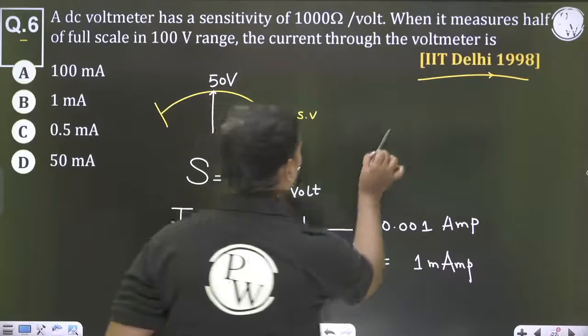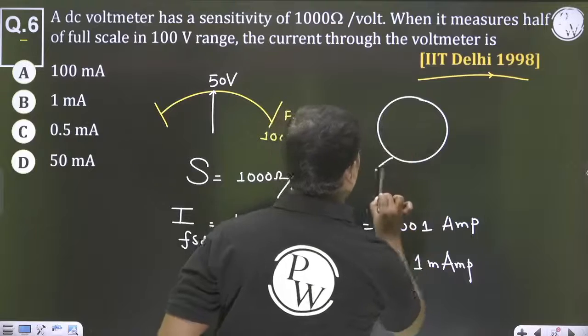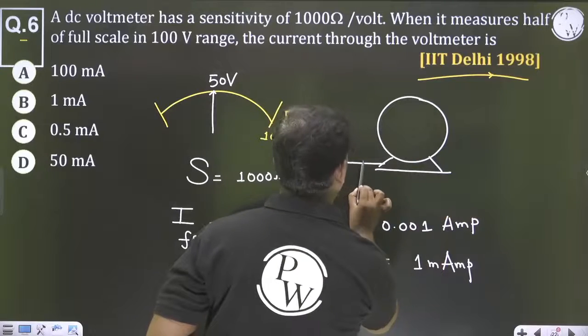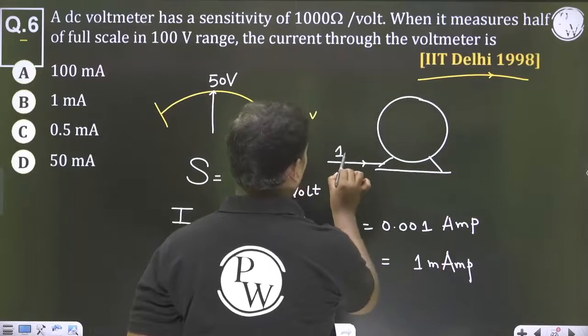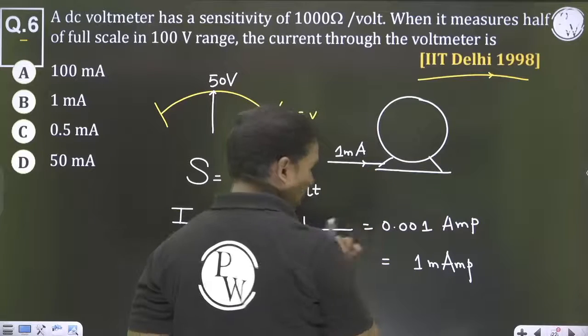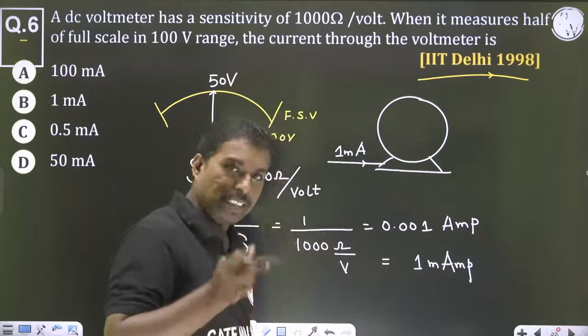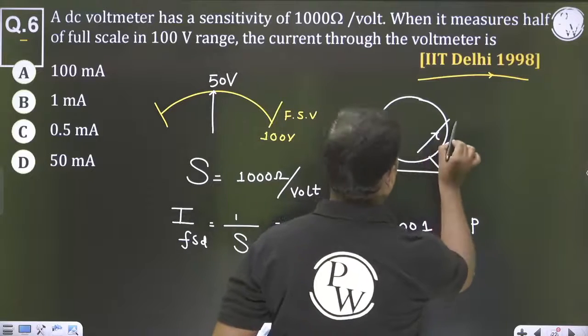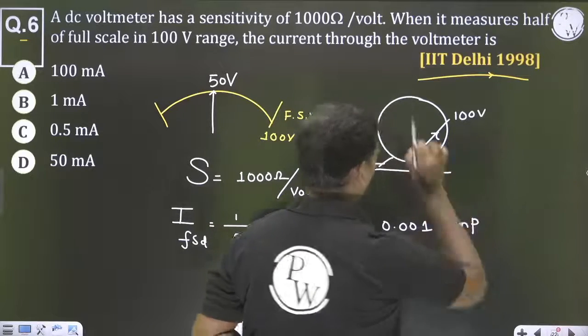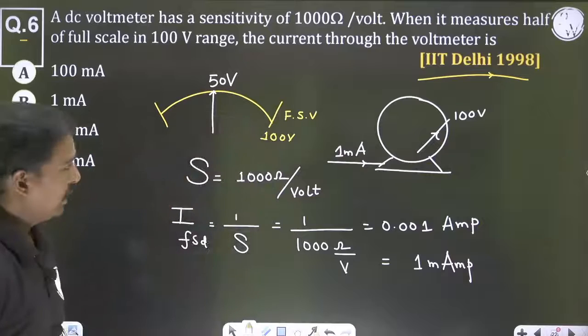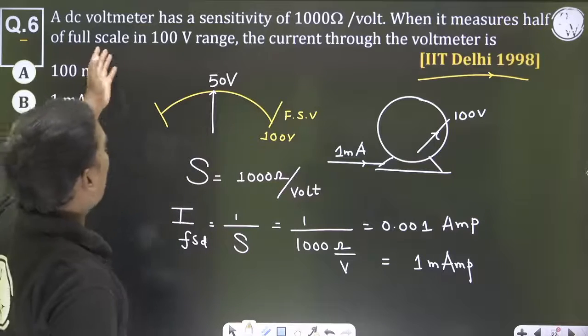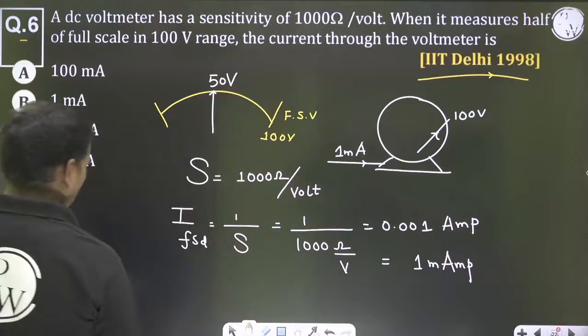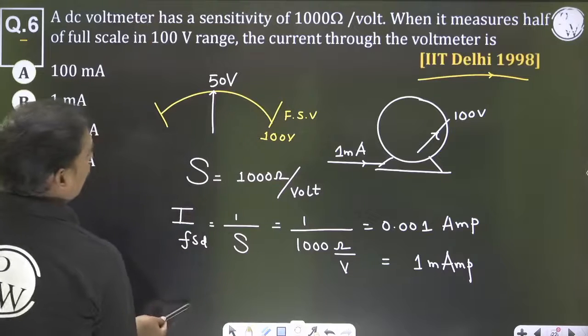That means to take this as a voltmeter, 1 milliampere is the current to give full scale deflection. What is the full scale deflection? The full scale deflection is 100 volts. But now he is expecting half of the full scale.